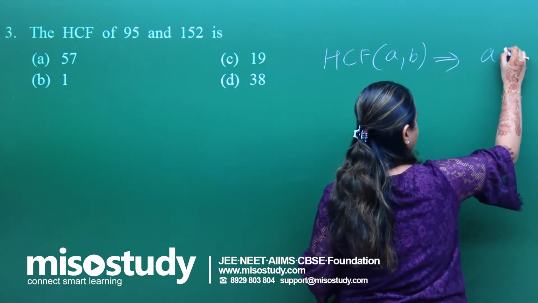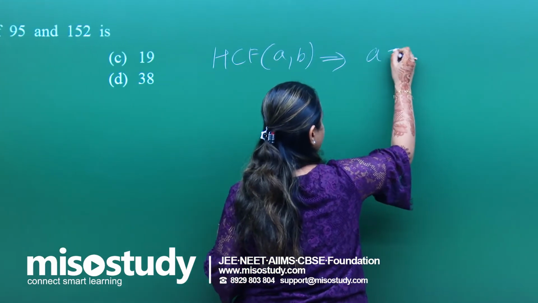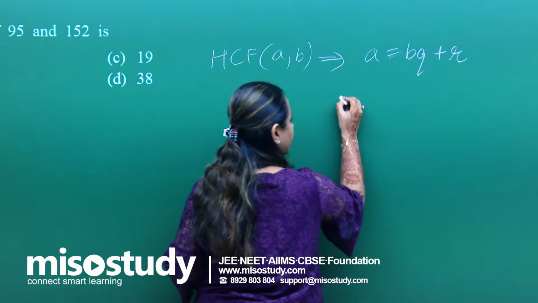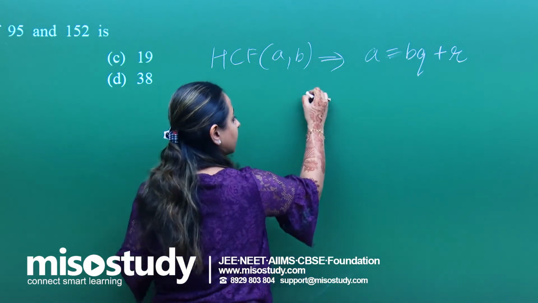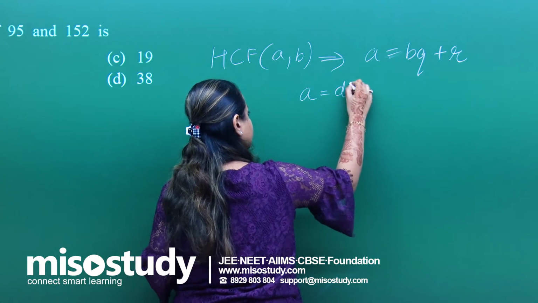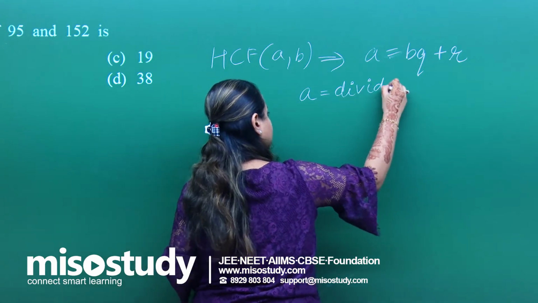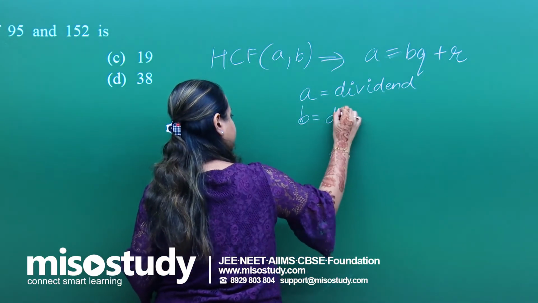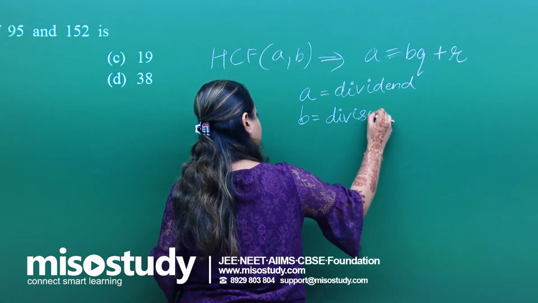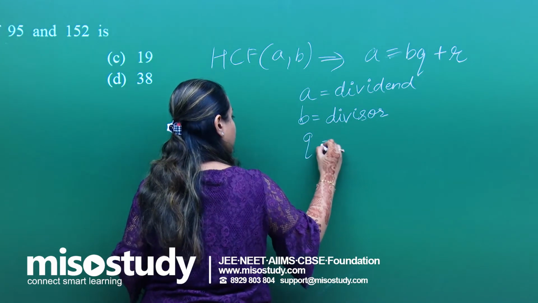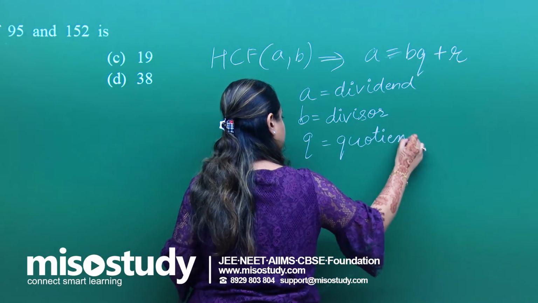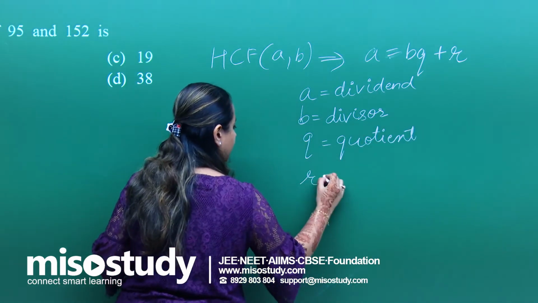written as A is equal to BQ plus R, where A is the dividend, B is the divisor, Q is the quotient, and R is the remainder.